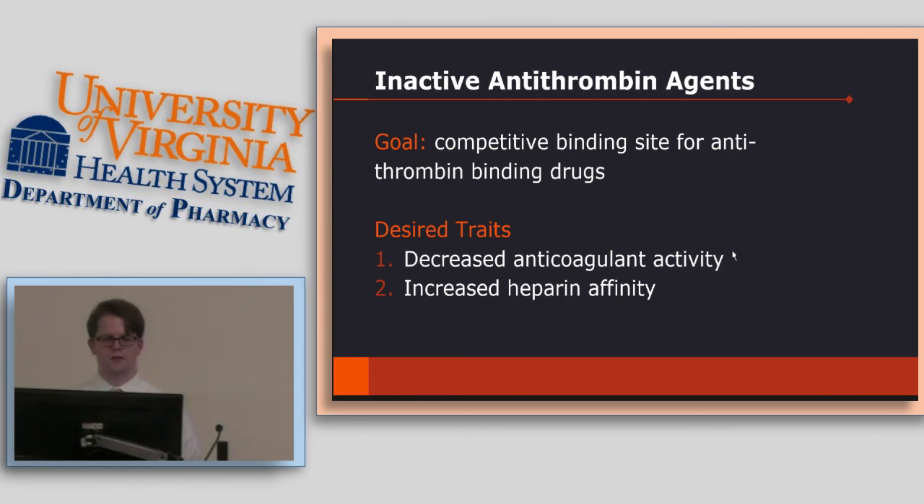And so the goal with these agents is to have a competitive binding site for the antithrombin drugs that is devoid of anticoagulant activity, similar to how Praxbind works. And it provides a binding site for dabigatran, and then also doesn't cause any potential anticoagulation itself. So two main pathways: decreased anticoagulation or increased heparin affinity.